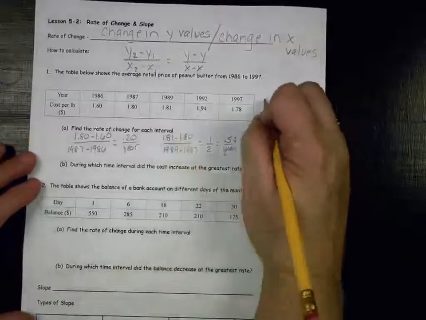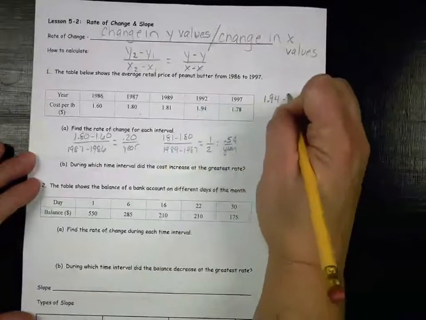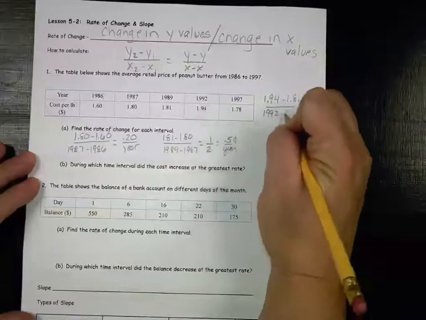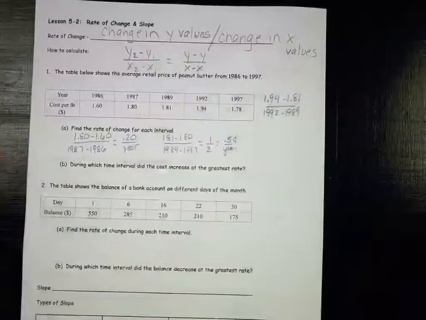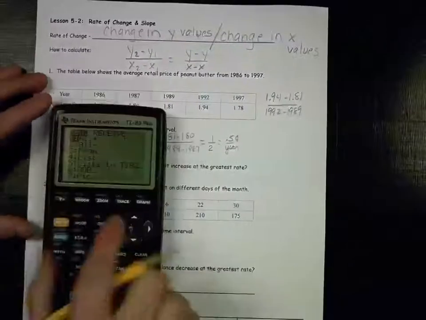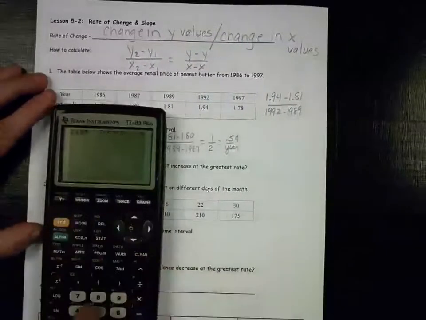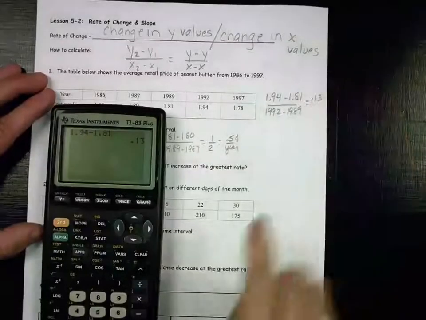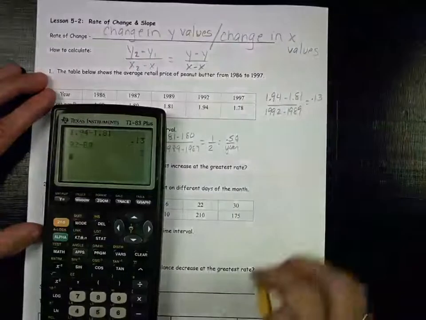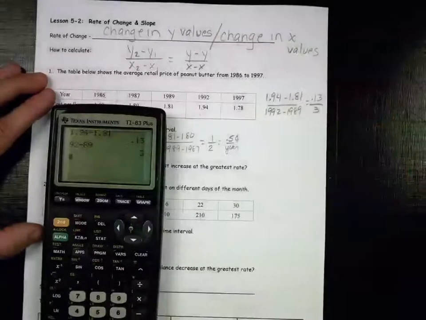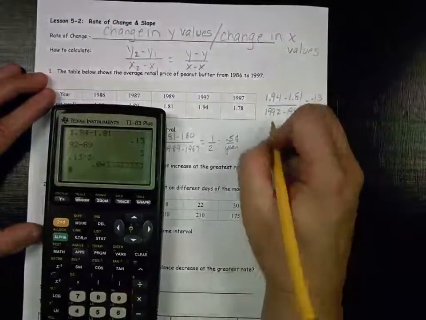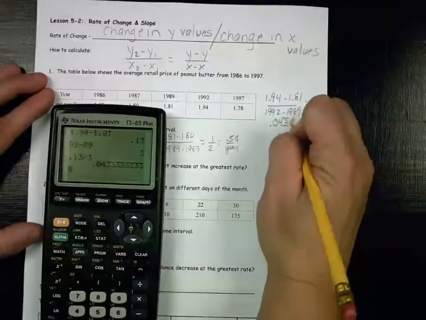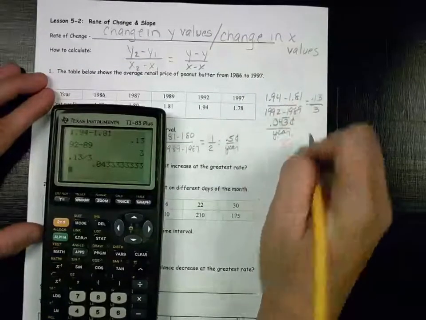The next one, I'm going to write up here, $1.94 subtract $1.81, 1992 subtract 1989. Alright, I think I need some help with my subtraction here. $1.94 subtract $1.81 is 13 cents. And from 92 to 89 is 3 years. And if you divide that, that ends up being 0.043 repeating cents per year.